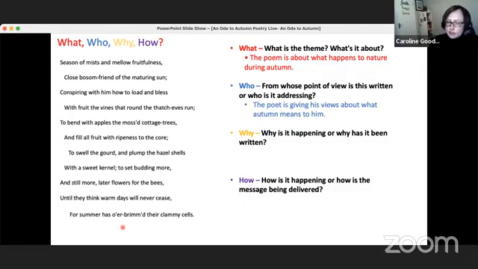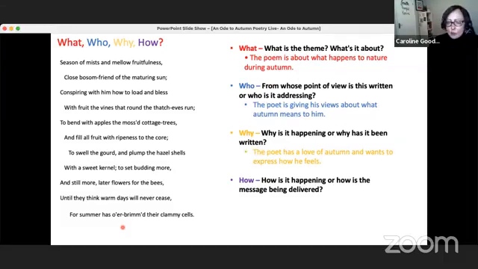Who, from whose point of view is it written? We think the poet is giving his views about what autumn means to him, or maybe what happens in autumn where he lives, you could have said. Please feel free to put your own twist on these questions and these answers. It's not just that this is our interpretation of what's going on. You might think something else, and that's absolutely fine as well.